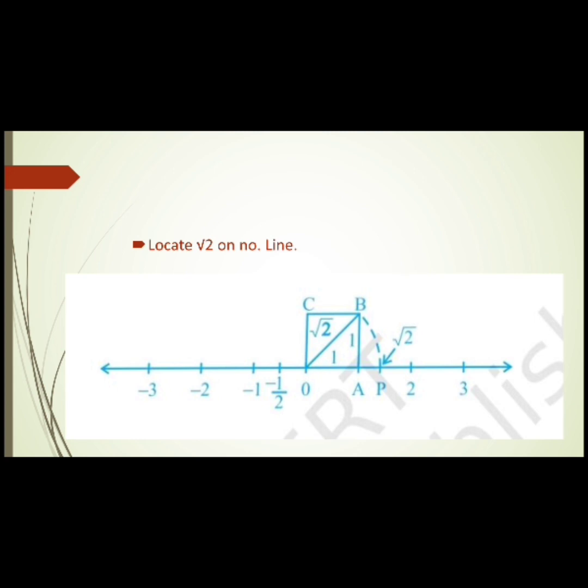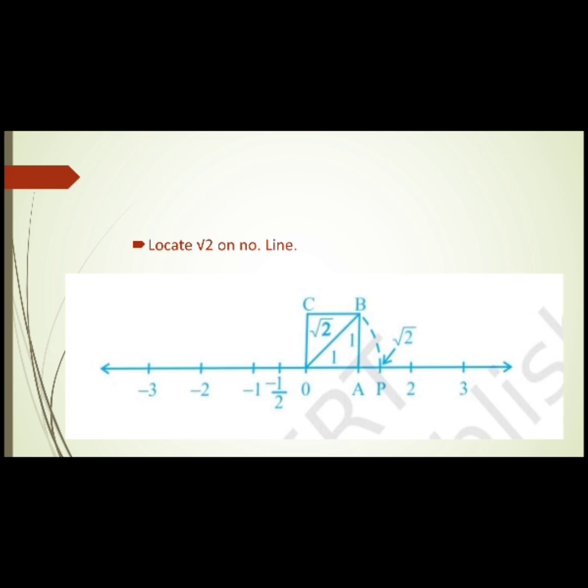So kindly please write all these steps in your notebook so that you can understand it better. OB using the Pythagoras theorem comes out to be under root 2. But we have to locate under root 2 on the number line. OB is out of the number line.